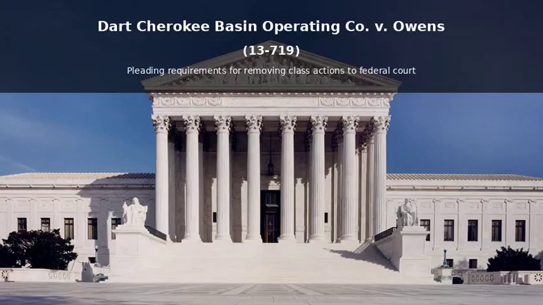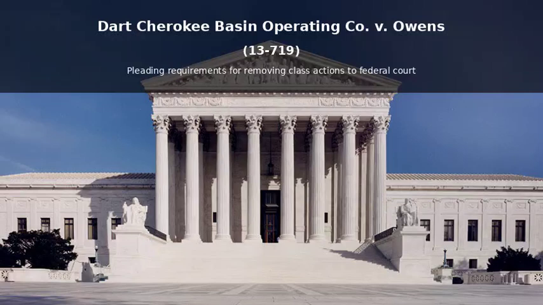The Supreme Court reversed in a 5-4 decision. Justice Ginsburg delivered the opinion of the court, joined by Chief Justice Roberts and Justices Breyer, Alito, and Sotomayor. Justice Ginsburg held that under the removal statute, a defendant's notice of removal need include only a plausible allegation that the amount in controversy exceeds the jurisdictional threshold. Evidence establishing the amount in controversy is not required in the notice itself.